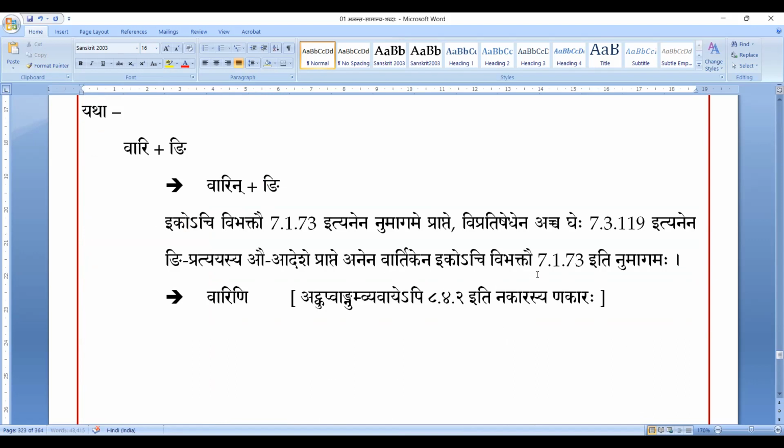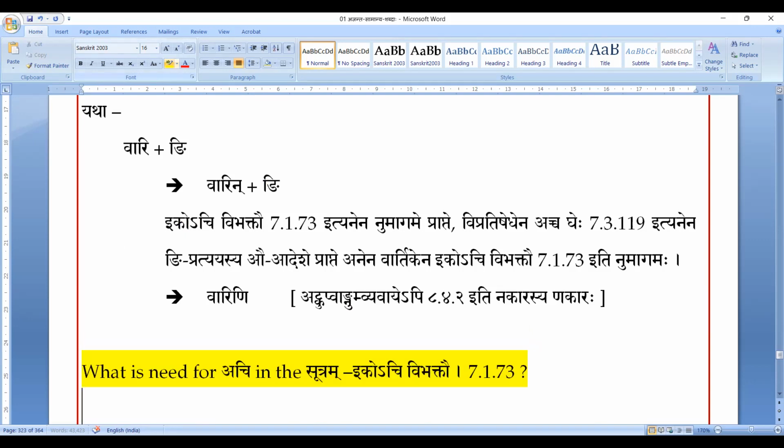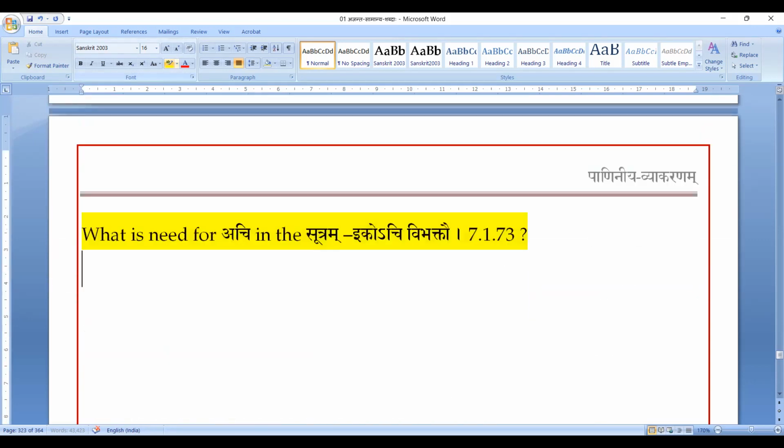Here I will type in the last class what I did, what I said now. But what is the need for Achi in the Sutram, Iko Achi Bhakta? Sutra is 7-1-73. Here I will do Dvari Shabda without considering the sutra to be Ikaha Vivakto.